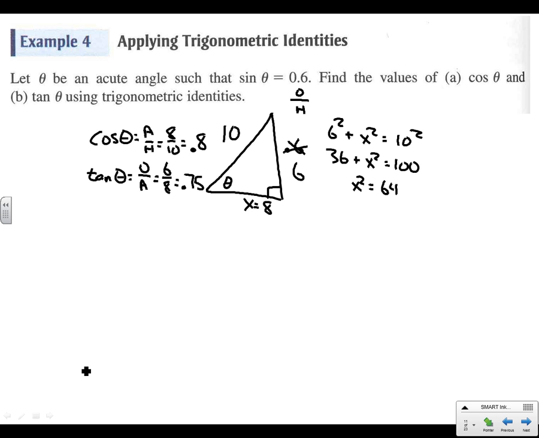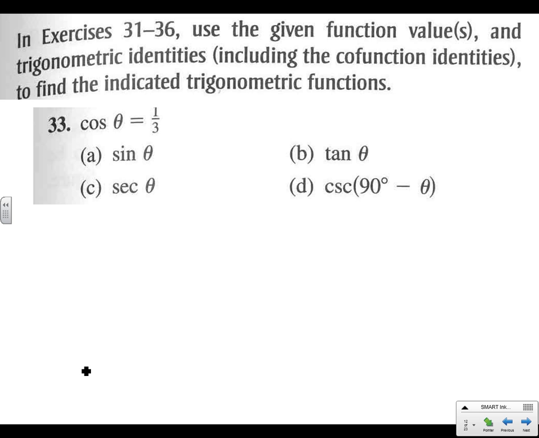All right? So knowing that, seeing how we set that one up, find the missing side of the triangle, see if you can do it yourself for problem 33. If I tell you the cosine of theta is 1 over 3, can you find the sine, the tangent, the secant, and the cosecant of 90 minus theta?